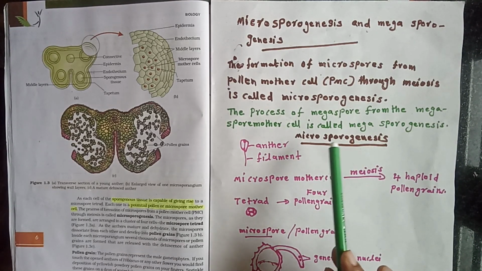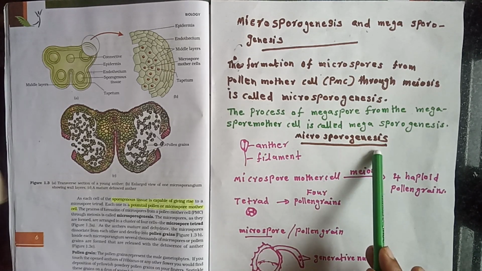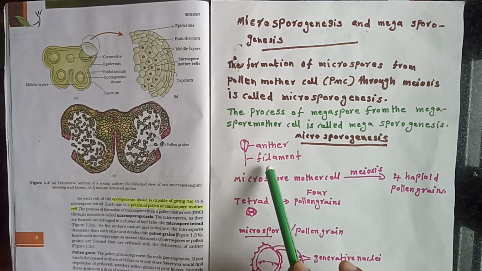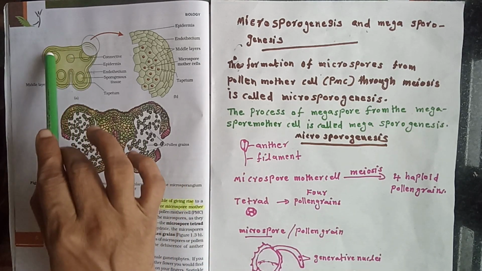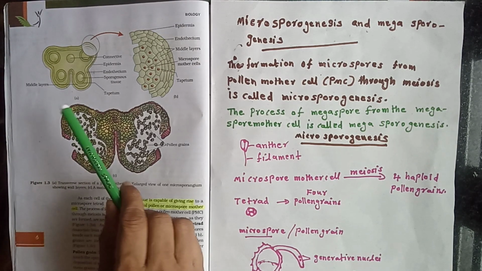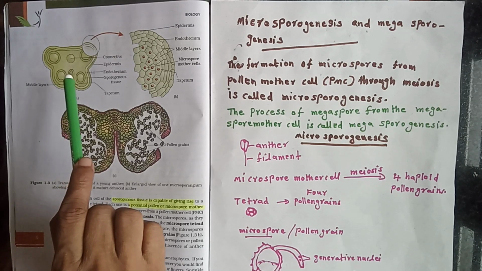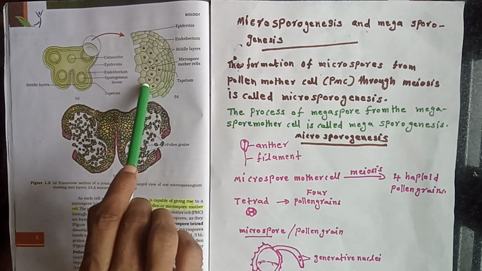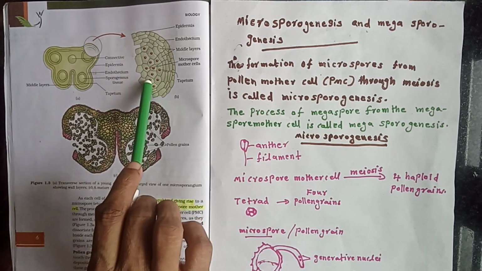Then we can discuss the steps of microsporogenesis. The stamen consists of anther and filament. The anther contains 4 pollen sacs, or microsporangia. A sporangium contains a mass of large cells with prominent nuclei, rich in cytoplasm.